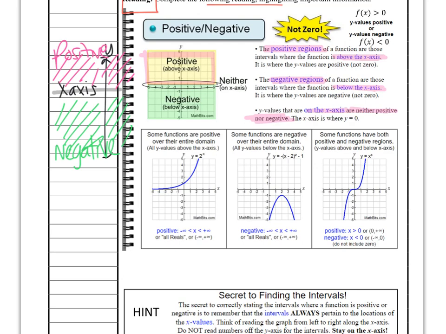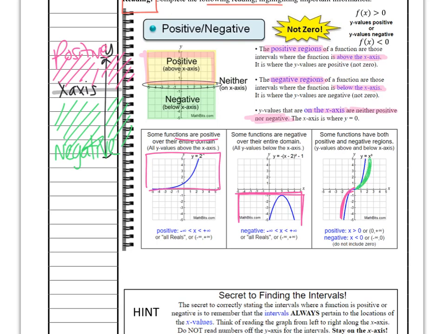So we have this little chart here where we see that some functions are positive over everything because everything is above the x-axis. Some functions are entirely below the x-axis, so that means they are entirely negative. And then some functions are both positive and negative depending on where it lies on the graph. This portion of the function is negative, whereas this portion of the function is positive.